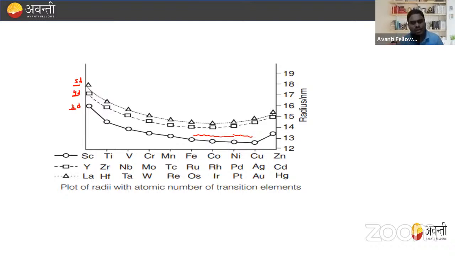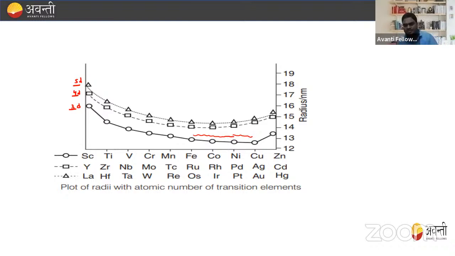The same happens for the 4D. If I'm talking about the 4D, the size of Ru to Ag almost remains the same. And we can also observe that for the 5D, in the 3D and 5D there is very little size difference between the 4D and 5D curve, whereas in the case of the 3D curve, we get a significant amount of size difference between 3D, 4D and 5D. But the 4D and 5D almost remain the same because the lanthanide contraction comes into the picture, if we're talking about the 4D and 5D orbitals.